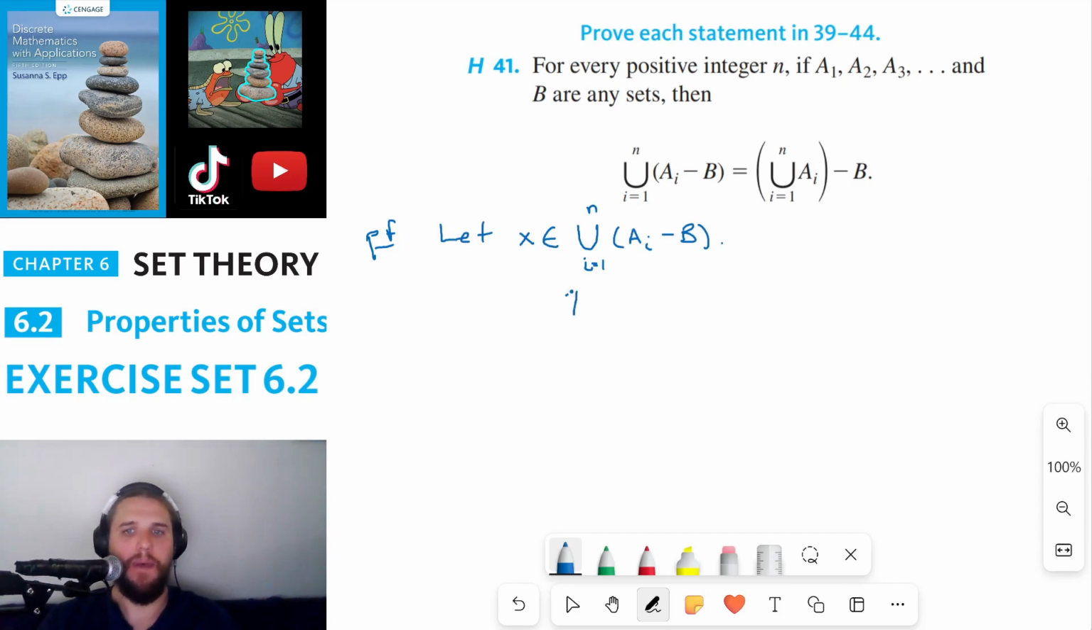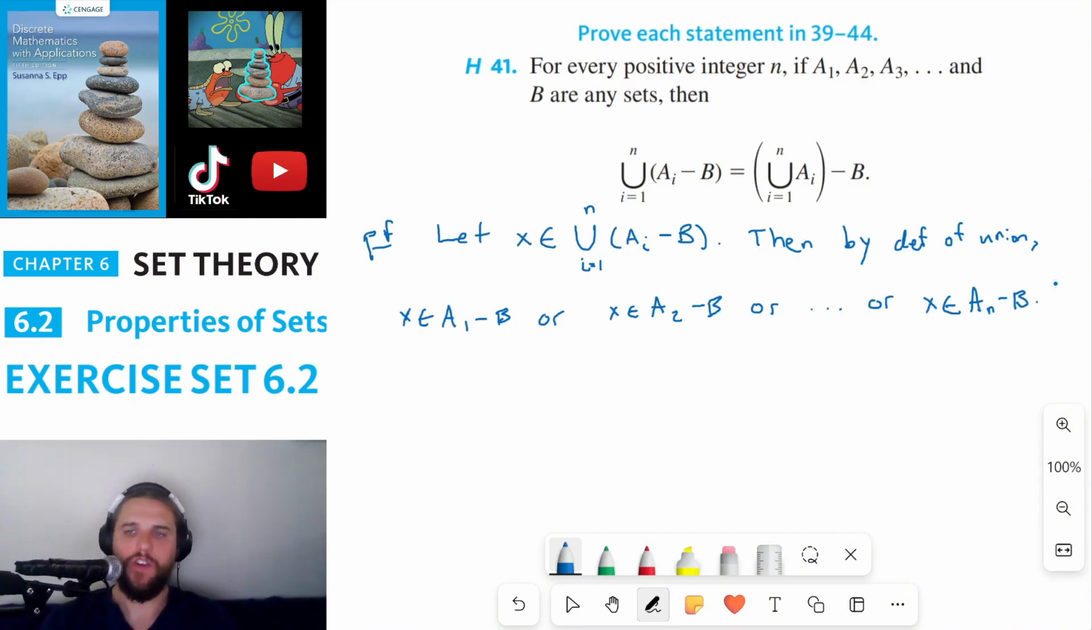Now we can unpack what this means by expanding this union. We can iterate i from i equals 1 to i equals n. So by definition of union, x is an element of A_1 minus B, or x is an element of A_2 minus B, or, and so on, or x is an element of A_n minus B. Now what we're going to show is that regardless of which of these is the true statement, we can still prove that x is an element of this set here.